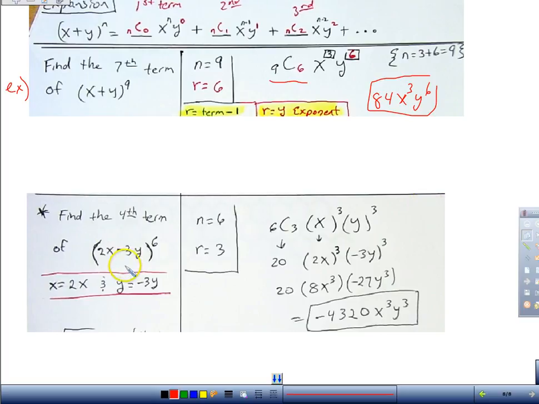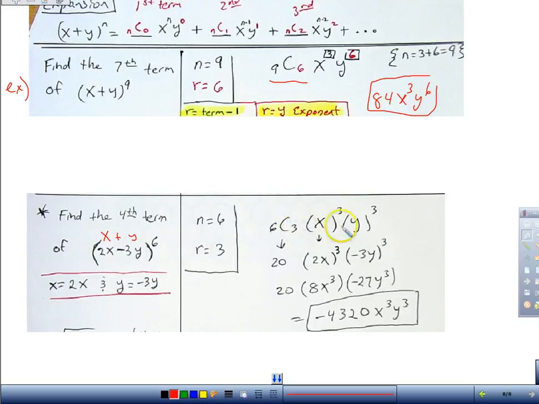Okay, here's another example. 2x minus 3y to the 6th power. Find the 4th term. For right now, I'm going to pretend that instead of 2x it's just x, instead of minus 3y it's just y. So I'm going to set it up the way I set up the example above. So n is 6. That's given. And then it's looking for the 4th term, so it's going to be 4 minus 1. That's what r is. So it's 3.